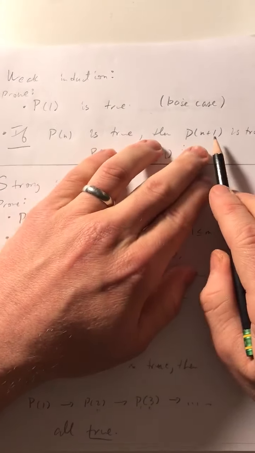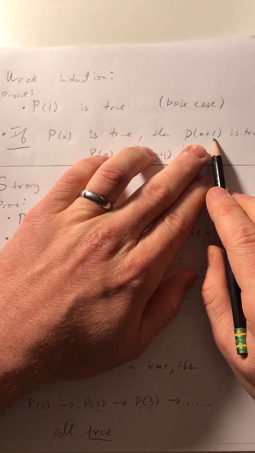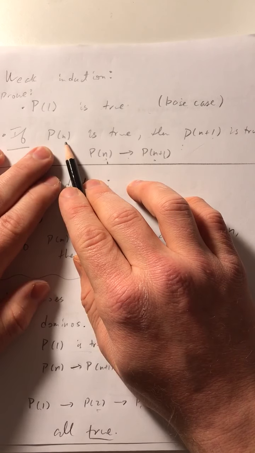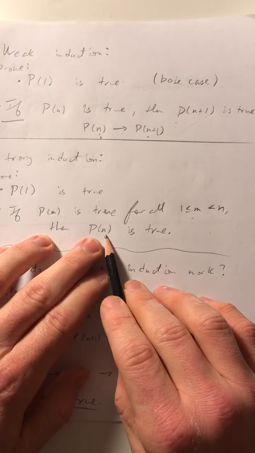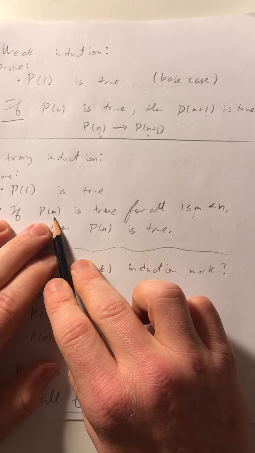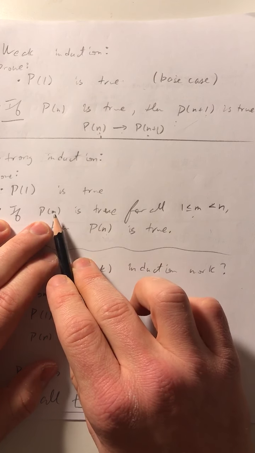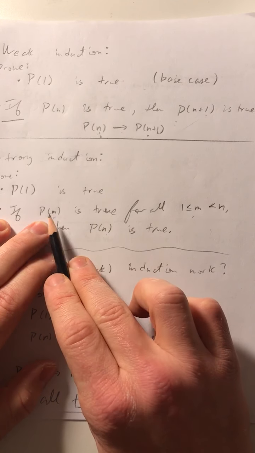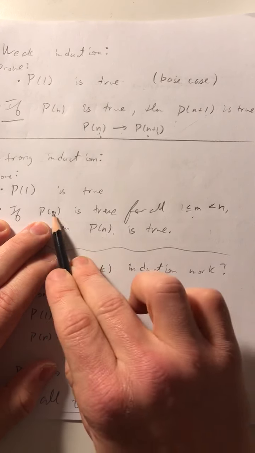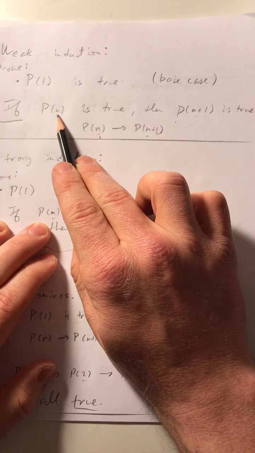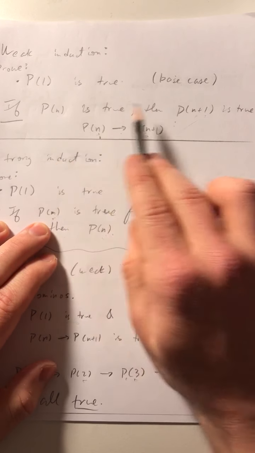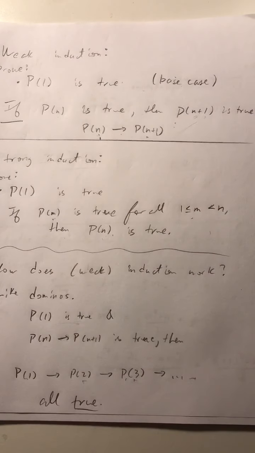So here, I'm trying to show that P of n plus 1 is true if the previous one is true, right? The immediately previous one is true. And here I'm trying to prove that P of n is true if all of the previous statements are true. So this is a stronger assumption, assuming that all of the previous propositions are true and then proving the next one. That's assuming more than assuming that the immediately preceding proposition is true and then getting the next one. We'll see examples of both of these, and when we see them, we'll say this is weak or this is strong, so we can see the difference.